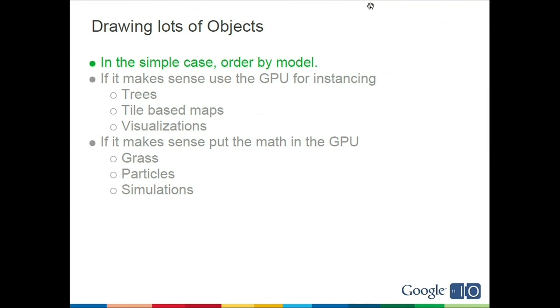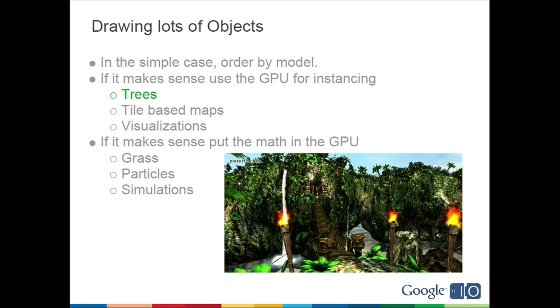So to recap those things, in the simple case, order by model. If you're not ordering by model now, add that to your library. If you're using somebody else's library and you're running up to some performance issues, make sure they're ordering by model. If it makes sense, use the GPU for instancing. So a good example are trees.